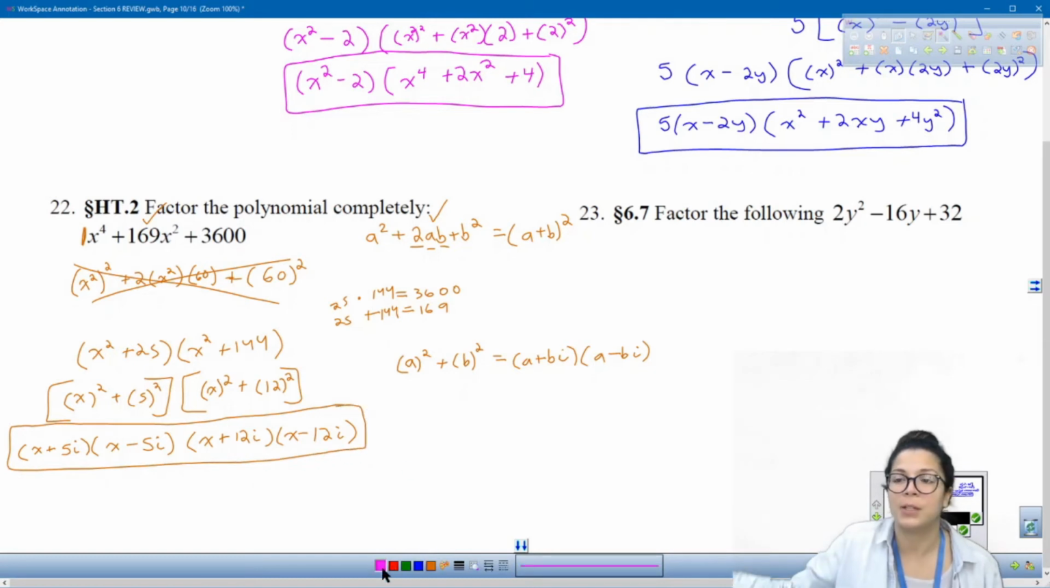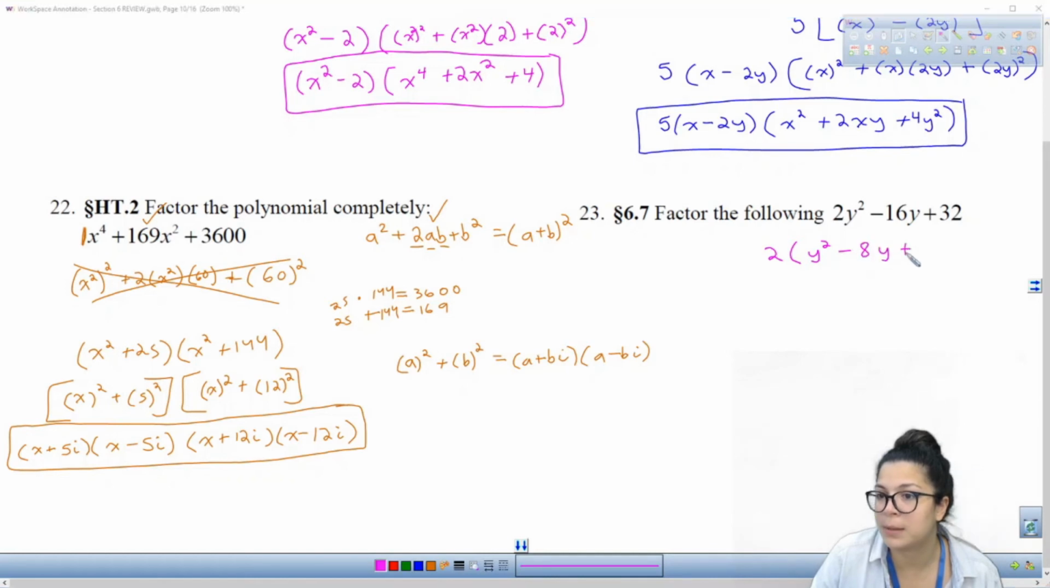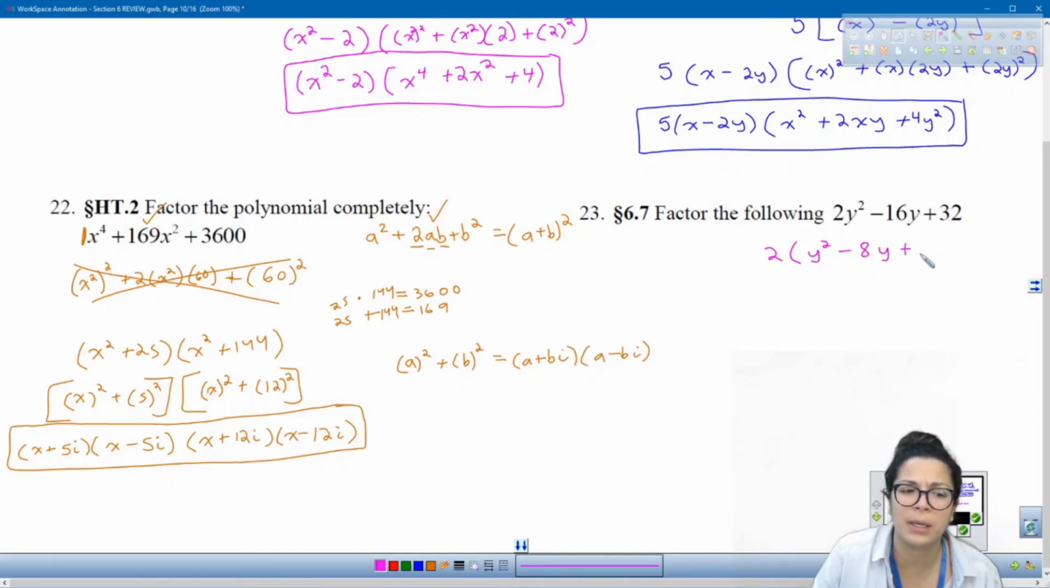All right, 23. Factor this one. Okay, well, I have a GCF. I can factor out 2, which is y squared minus 8y plus 32 divided by 2 is 16. Now, on this one, I don't know if you noticed, but the first term is a perfect square and the last term is a perfect square. So let's check. Maybe this one will work out.